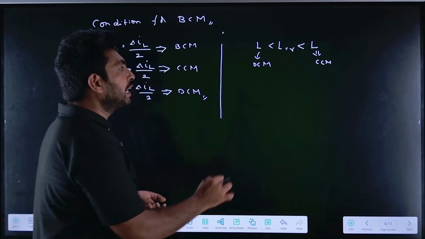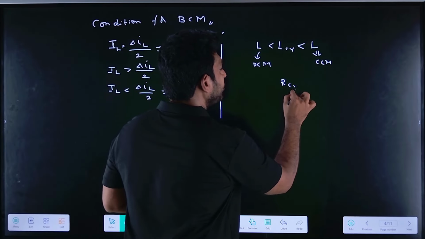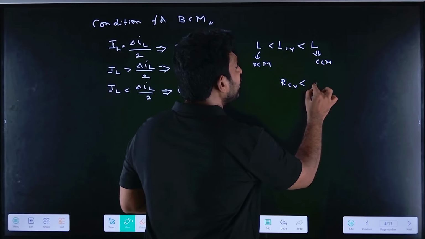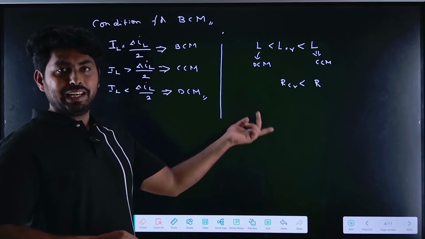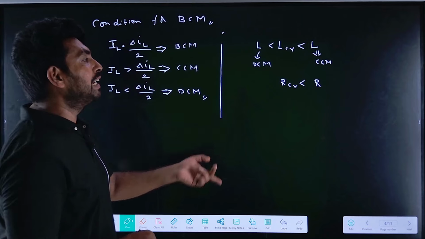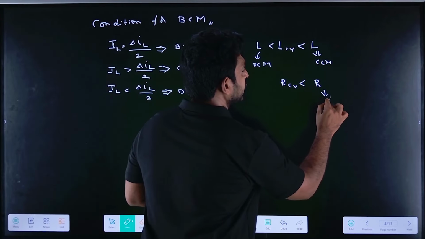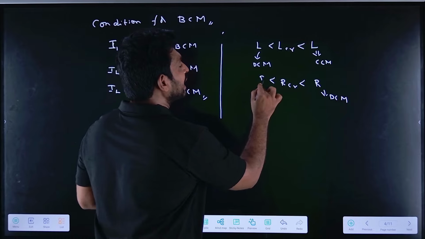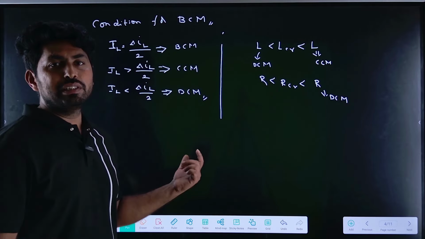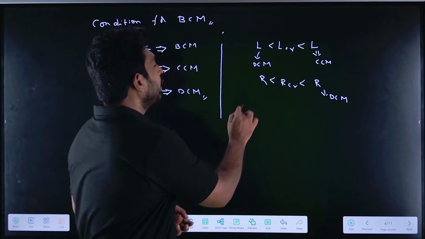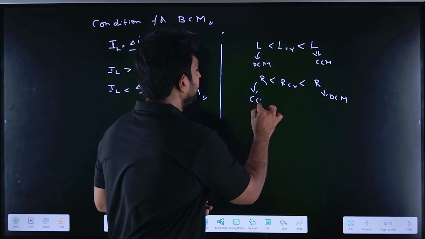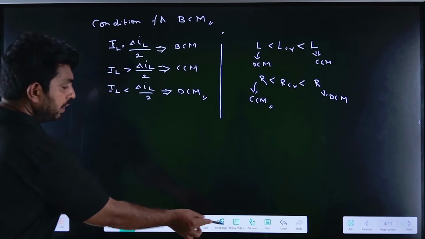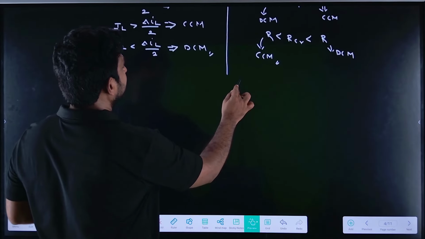Similarly for R critical, what is the critical value of resistance? If the R value is greater than R critical, it will operate in the discontinuous conduction mode. If the R value is less than R critical, it will operate in the continuous conduction mode. We have derived one more thing, which is 2L by RT, which is very important.